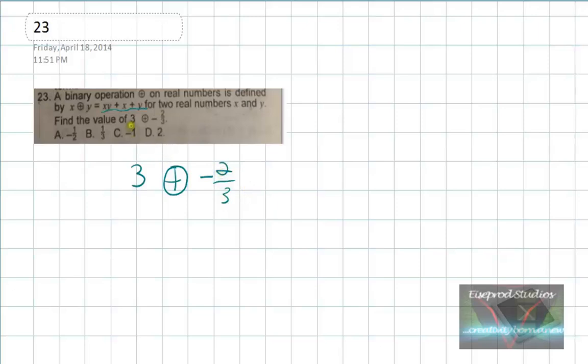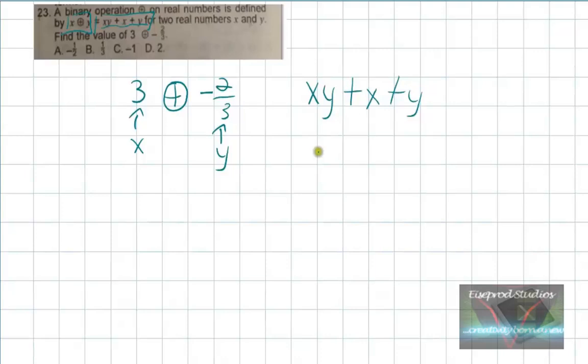So what they say is that we assume that this is x and this is y, because as you saw, it looked like this. Then we're going to manipulate x and y with what they gave us here. So it says to take x times y plus x and then plus y. That's exactly what we're going to do. We're going to take 3 times negative 2/3 plus x, which is 3, plus y, which is negative 2/3.